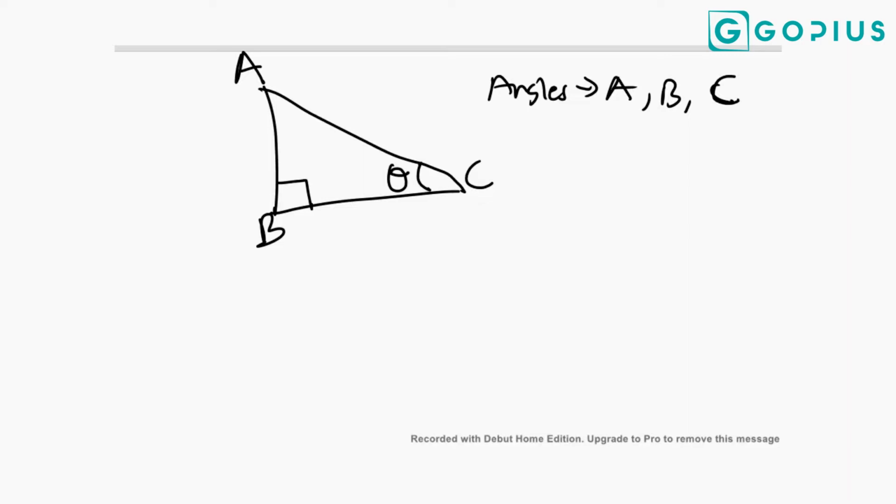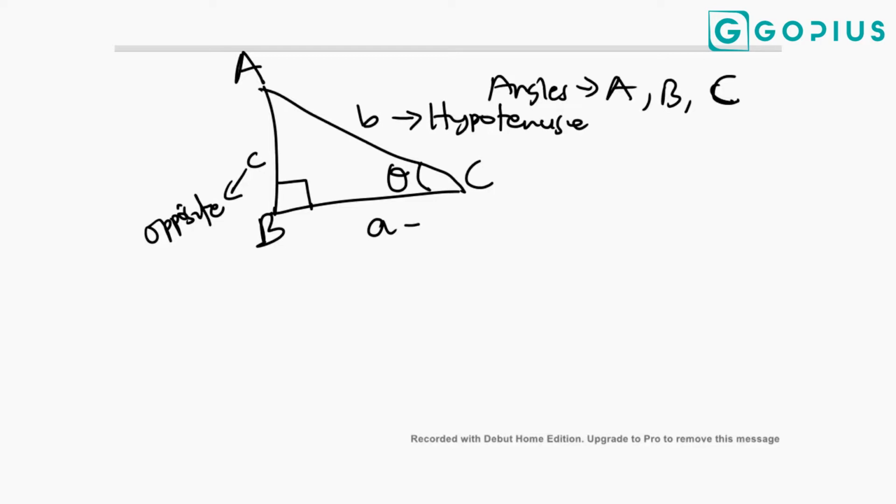Now the side opposite each angle is the small letter. Here I have small a opposite angle A, small b opposite angle B, and small c opposite angle C. With respect to this angle theta, side c is our opposite side. The side opposite the right angle is always the longest side, which is the hypotenuse. The remaining side is called the adjacent side.